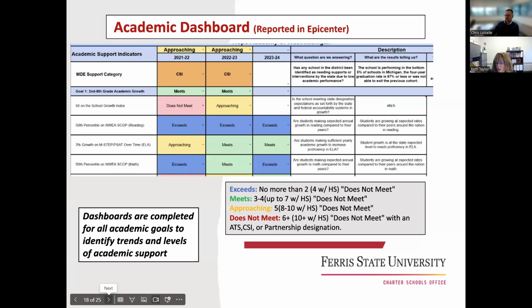So again, these are just to give us an idea of which academies need our support. But as you notice in this screenshot, you will notice there are 2 sections that aren't filled in yet. And one is the MDE support category, and the other one that you can see right now is the school growth index.